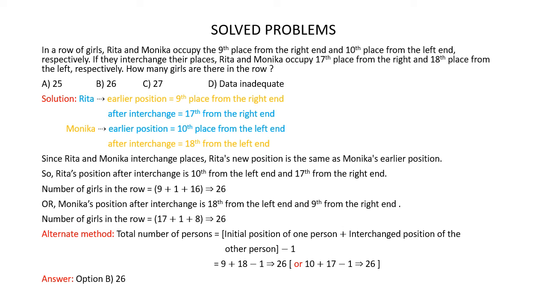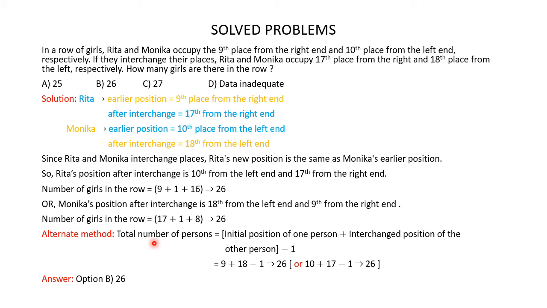Now this problem can also be solved using the formula: total number of persons is equal to initial position of one person plus interchange position of the other person minus 1. Now you can solve this using either the initial position of Rita or the initial position of Monica. You'll get the same answer. Let's first solve using the initial position of Rita.